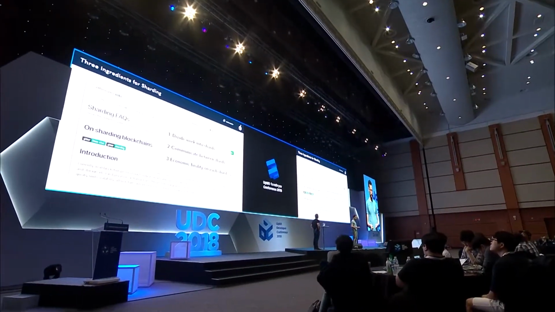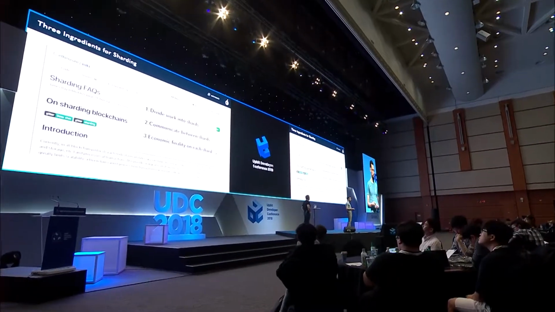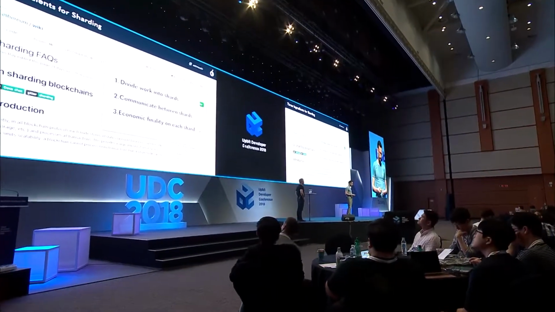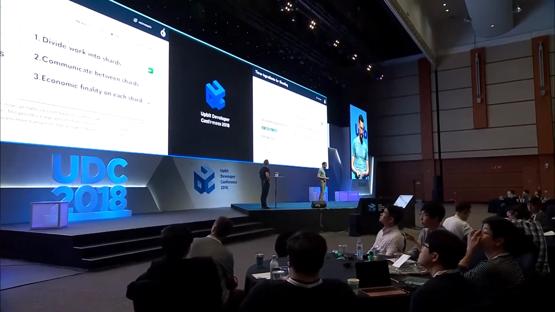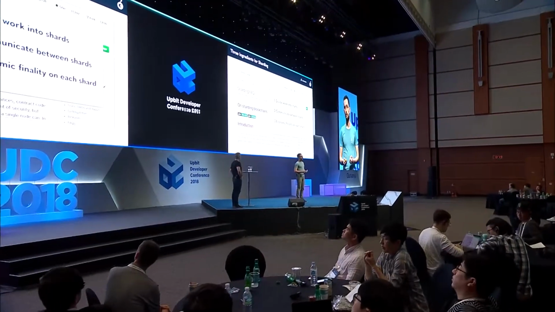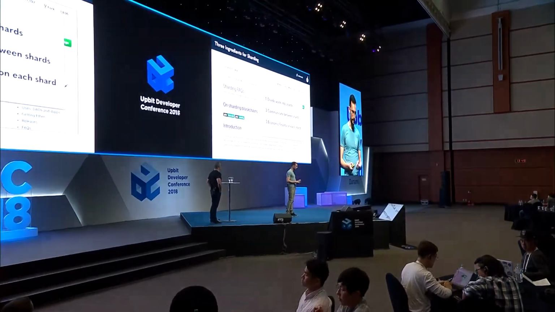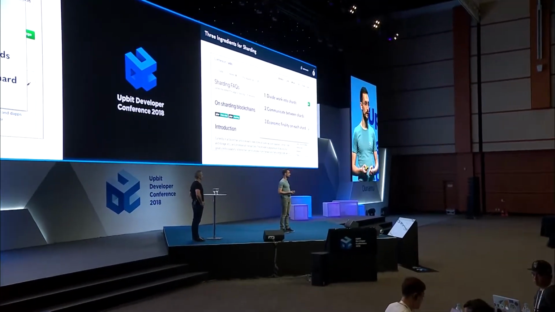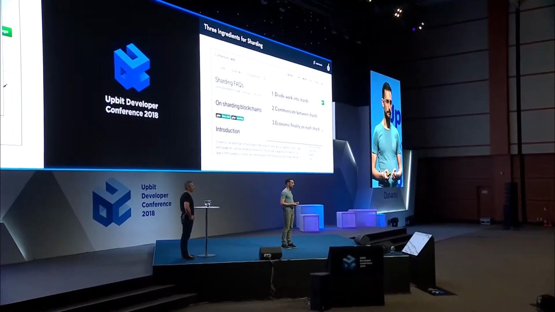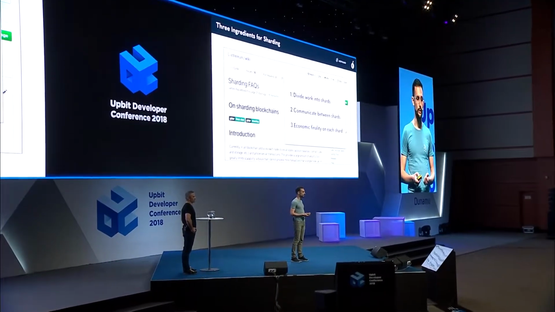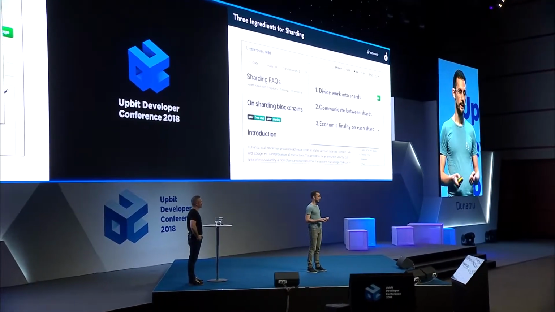So earlier this year, Vitalik also posted on the wiki of Ethereum on sharding blockchains. And in it, he lays out his vision for Ethereum version 2, right? And if you read it, there are 3 ingredients that are somewhat obvious. If we want to move away from full replication, we need to divide the work into shards. We need a way to communicate between those shards. And we need a form of economic finality on each of those shards. And when you apply that to the layer 1 Ethereum, that's what you get. You get the roadmap for Ethereum version 2.